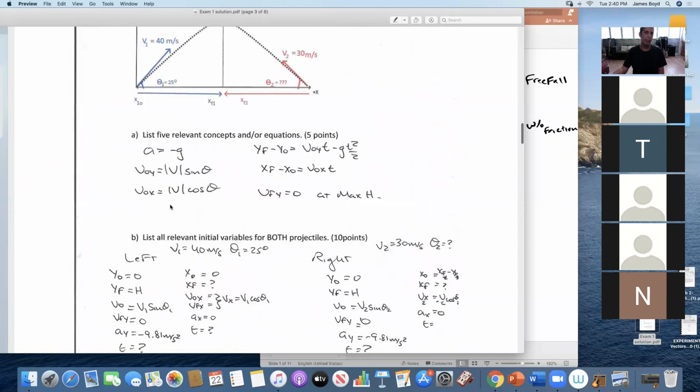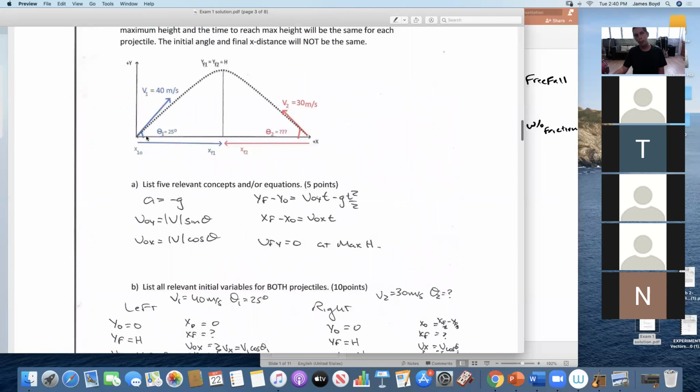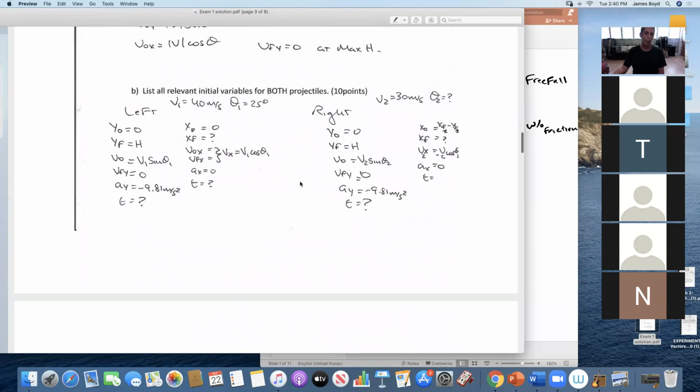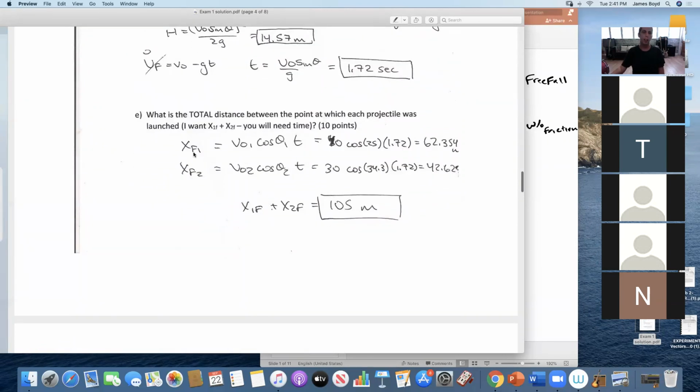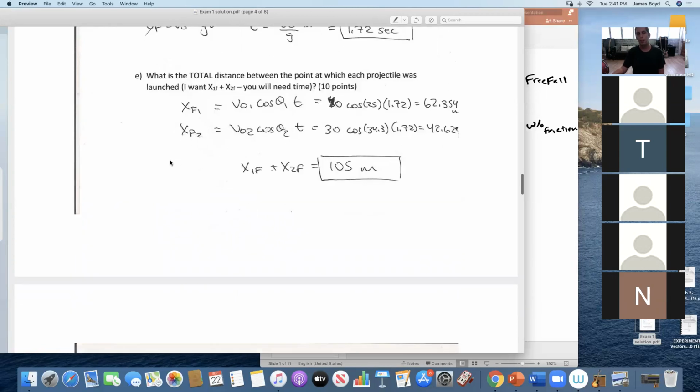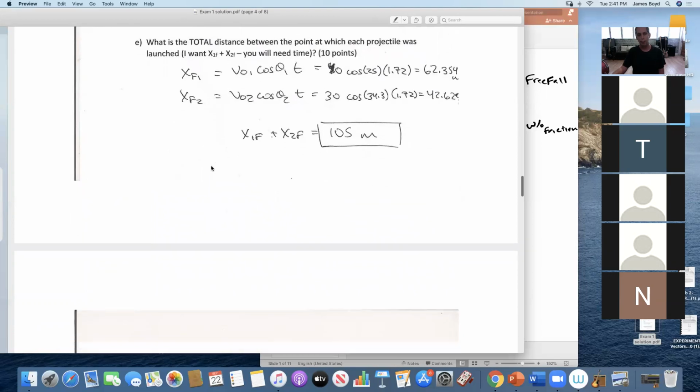The last part of this one is finding the total distance. And again, this is one of those things where you need to find how far x1 is at the time when y is at h, and how far x2 is at the time when y is at h. And then I want to know the distance that they were away from each other when they launched, which means you have to find those two and add them together. That's not particularly hard. It's just doing it twice and then adding them together.